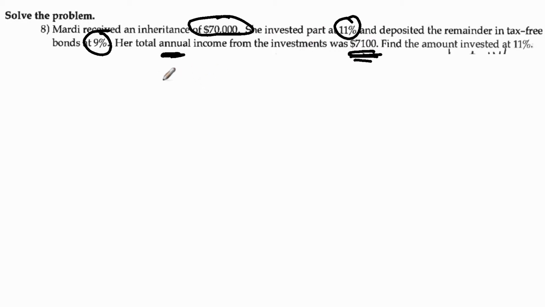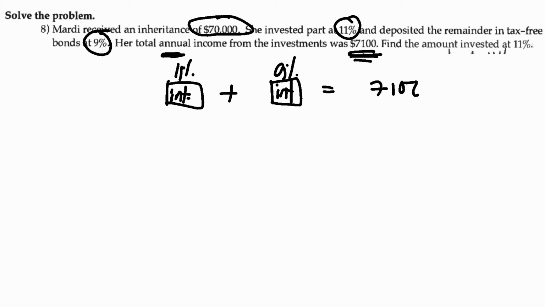So this is sort of how I'd figure it. I'd say, okay, I've got some amount at 11%, and I invest that and I make money on it. So this would be the interest on that money. And then I invest more at 9%, and that's the interest on that money, how much I make. And they say that the total of that is 7,100. So if I add those two together, it gives me 7,100 bucks.